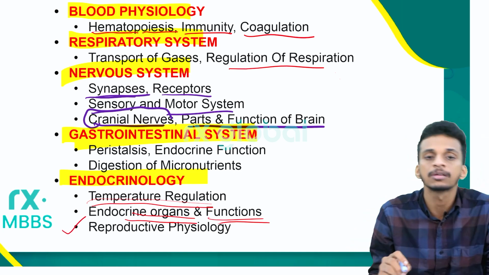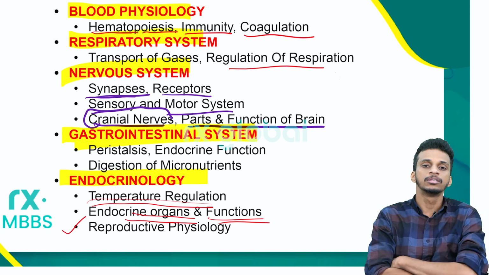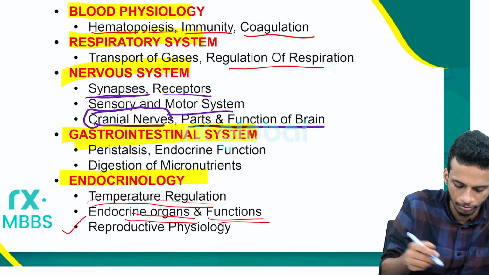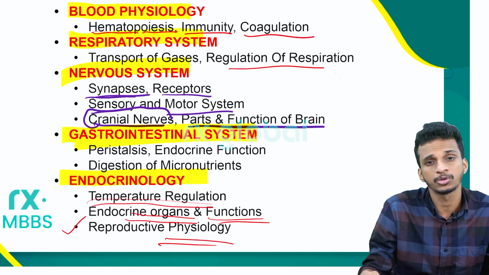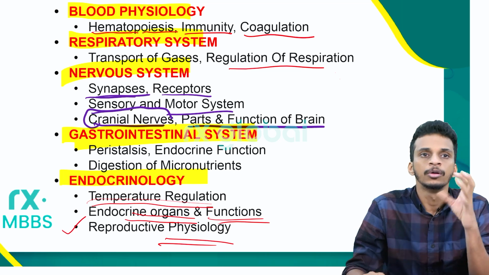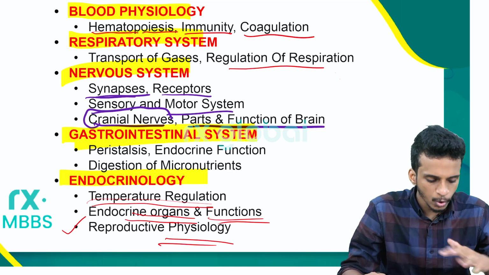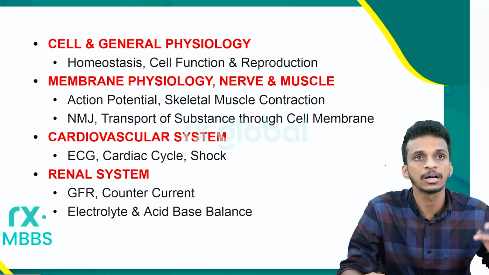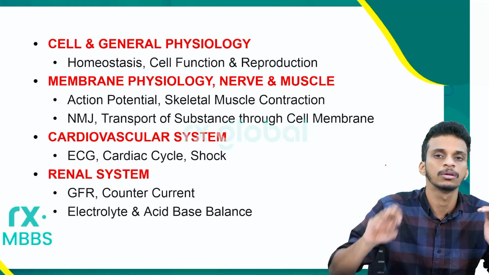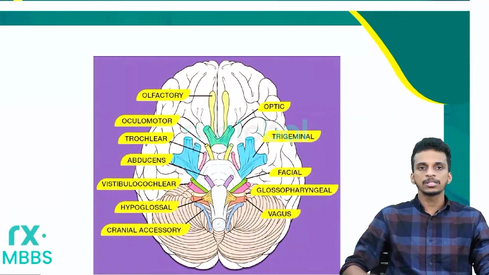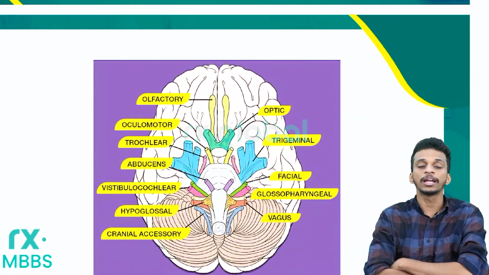In your second year biology, you have learned about human reproduction. You have 2 chapters regarding human reproduction and reproductive health. So you'll be learning about reproductive physiology: how a normal menstruation occurs, how a normal ovulation occurs, how fertilization happens, and so on. So that's in short. These 2 slides cover the basic subtopics you have to learn in physiology. Now, as I have promised, let's move on to the cranial nerves.